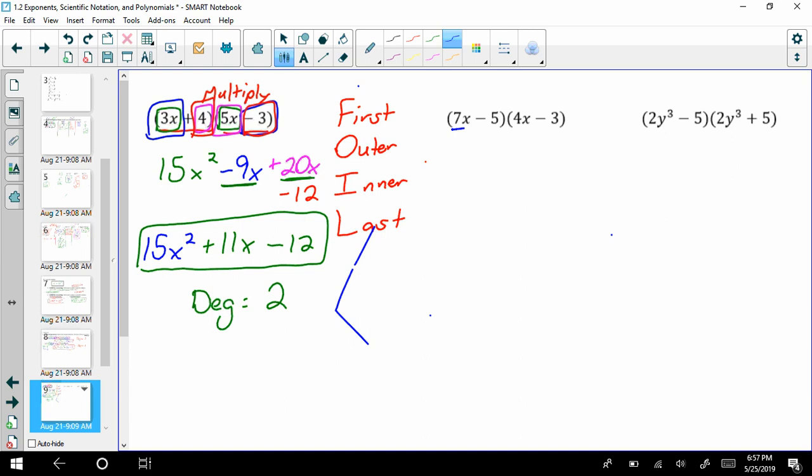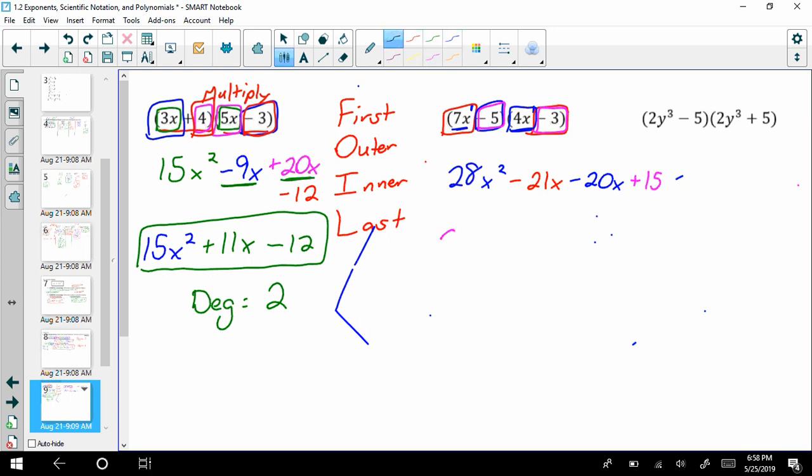We're going to FOIL it. First times first, 7x times 4x. So 28, and it's going to be x squared because I add the exponents, because I had a 1 and a 1. Outer, so 7x times a negative 3 would be negative 21x. Inner, negative 5 times 4x, negative 20x. And last, negative 5 times negative 3 would be 15.